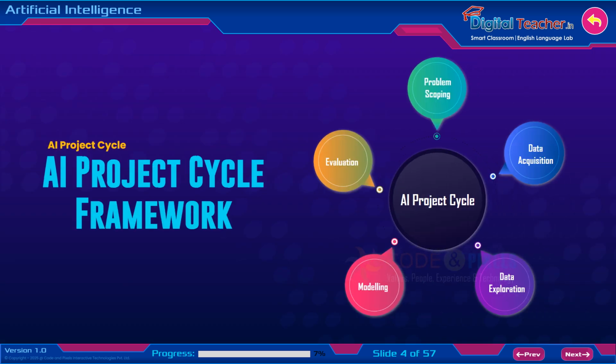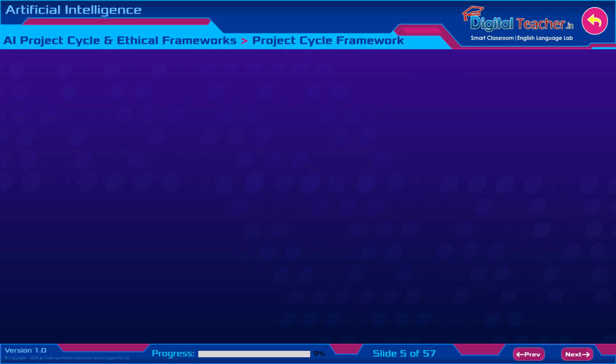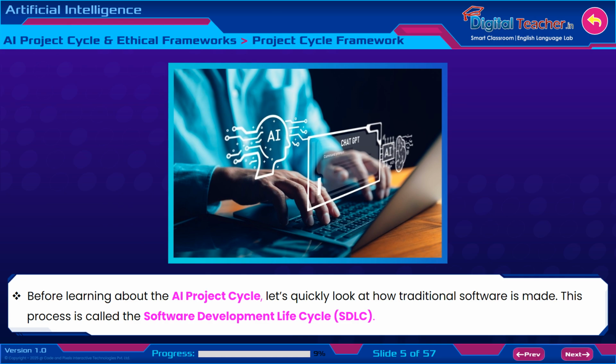Artificial Intelligence Project Cycle Framework. Before learning about the AI project cycle, let's quickly look at how traditional software is made. This process is called the software development life cycle.